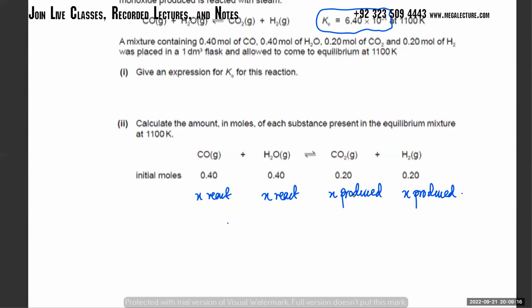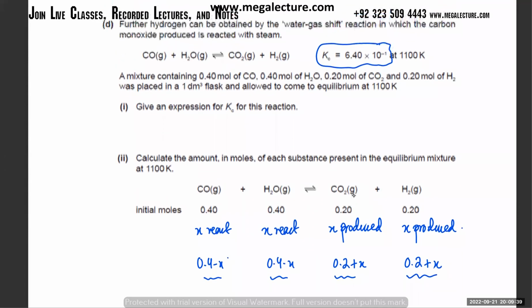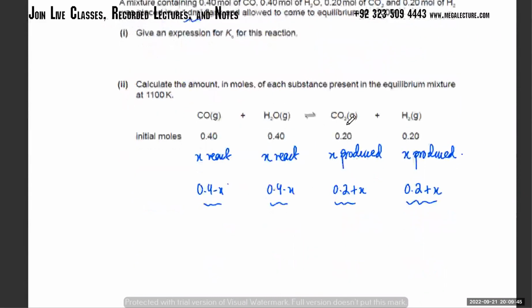So your moles at equilibrium will be 0.4 minus X. This will be 0.4. Now X have reacted, so it's 0.4 minus X. Here it's going to be 0.2, but now there's an extra X moles that have been produced. So these are your equilibrium moles now. Although it's a 1 dm cube container, so the concentration would be exactly the same mole per dm cube, you don't even need concentration in this case. You can use moles directly.